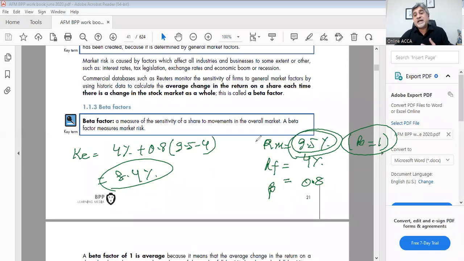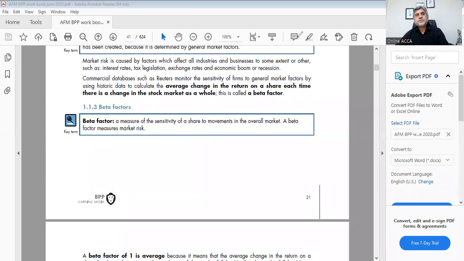But I decided not to invest in the market. I say I'm investing in this business, which has a beta of 0.8. So it has less risk. It is a stable business, and therefore the return is also less. And I'm happy with that. Okay. Now, this is one thing.